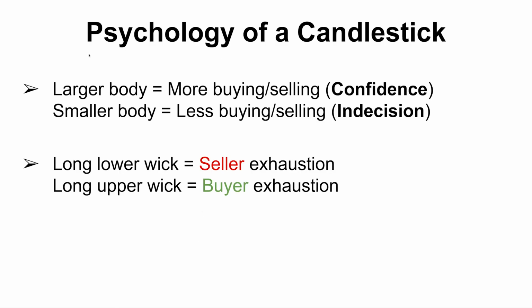So now that we know the components of the candlestick, let's look at the psychology. A larger body is telling us that more buying or selling is occurring. This is illustrating confidence in the session. A smaller body is less buying or selling. This is illustrating indecision. If we look at the wicks, a long lower wick is exhibiting seller exhaustion, meaning the buyers are stepping in. If we look at a long upper wick, we can see that buyers are exhausting and sellers are stepping in. And we're going to take a look at this on single candlesticks to get a better understanding.